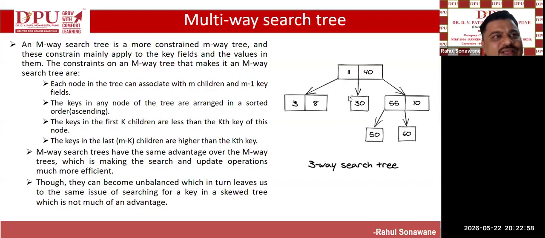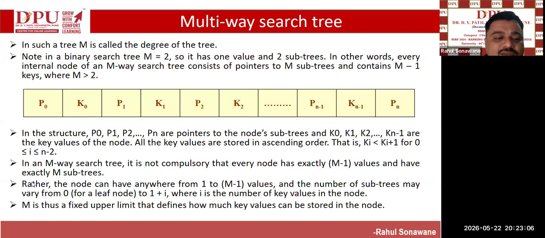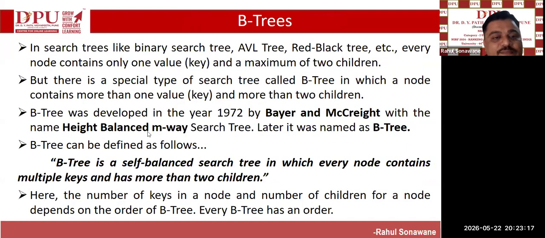Can we go for more than one level in that case? Obviously not, because it depends upon the number of data items that we have to organize. So it is not mandatory in an M-way search tree that every node has exactly M minus 1 values and exactly M subtrees.